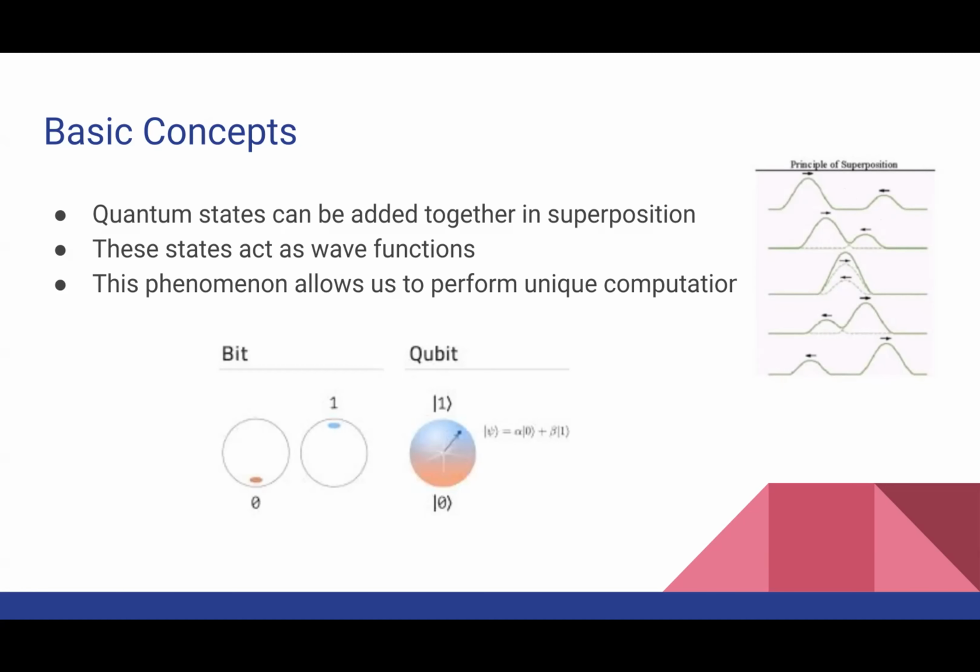But this unique phenomenon of superposition allows us to entangle qubits together, which is a quantum bit, so that they can act in superposition of each other. And this allows us to do cool quantum things.